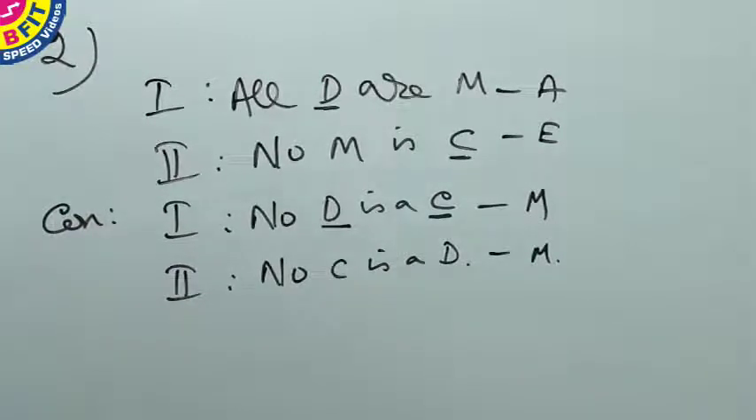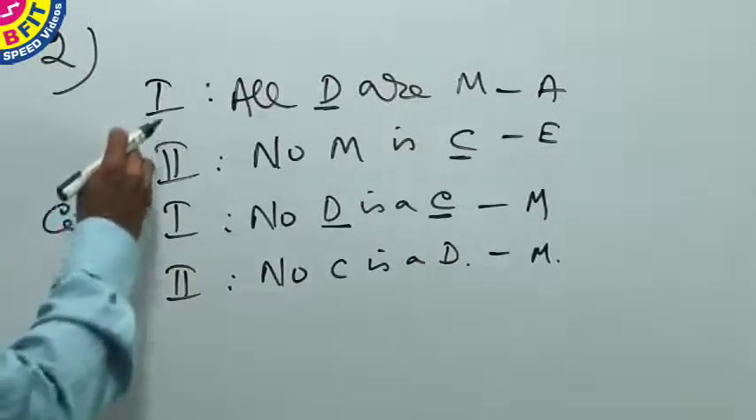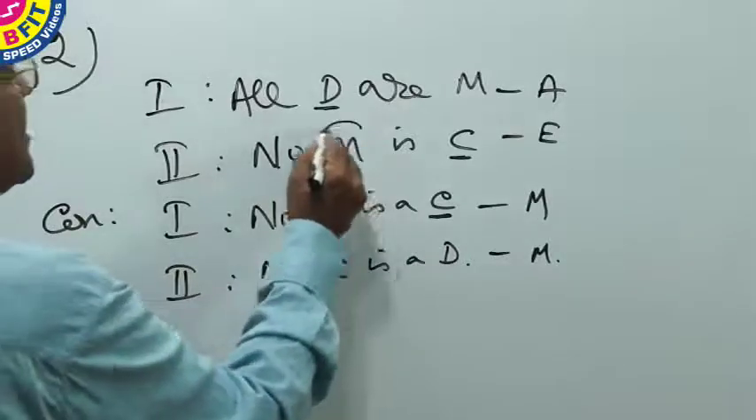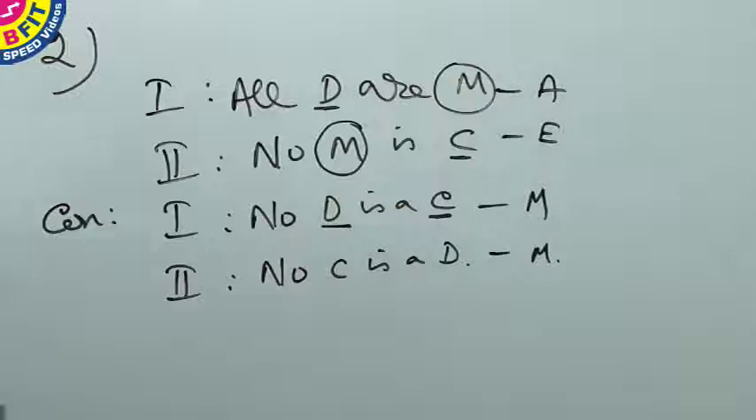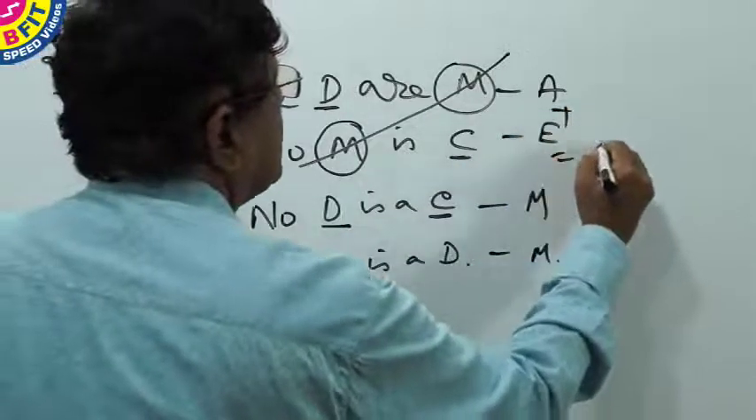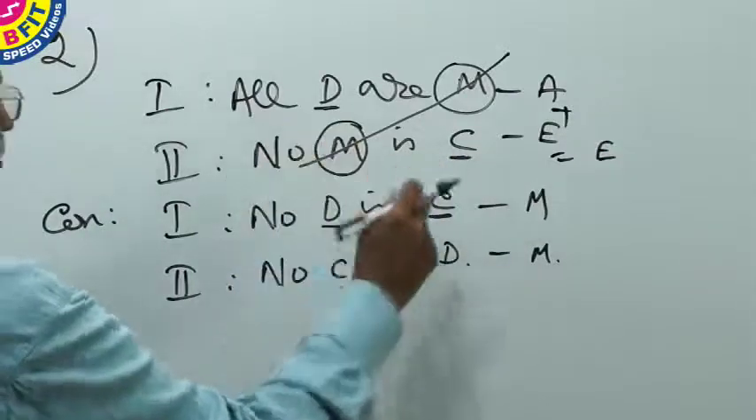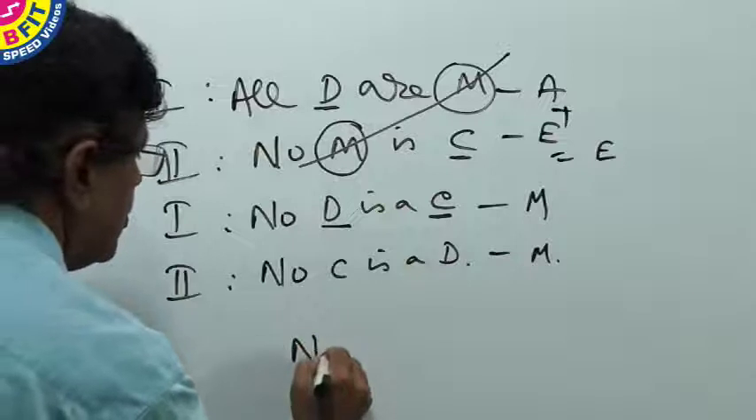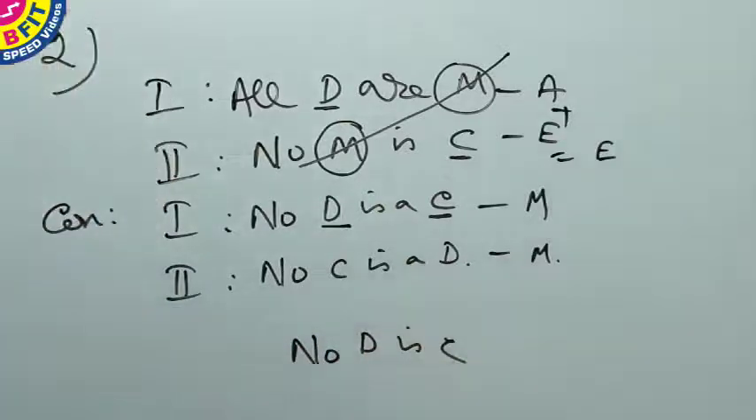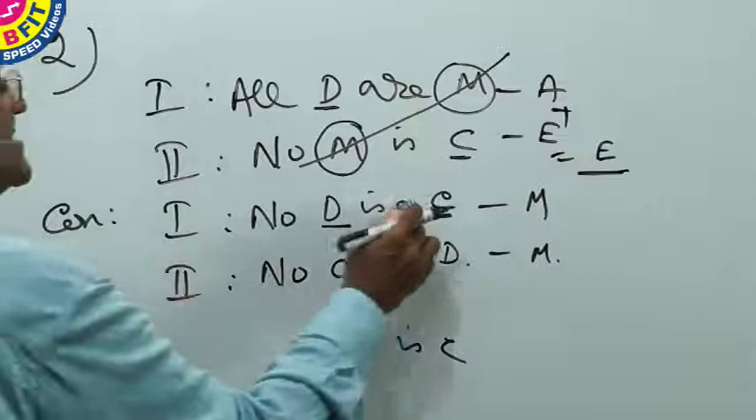Mediate inference means we have to see whether we can draw a mediate inference from statements 1 and 2. Is there any common term? Yes, there is a common term. Is it aligned? Yes, it is aligned. Therefore we can cancel the common term and arrive at a mediate inference. What is the valid mediate inference for A plus E? The valid conclusion that we can draw is no D is C. It is an E-type conclusion. So no D is C is a valid inference.